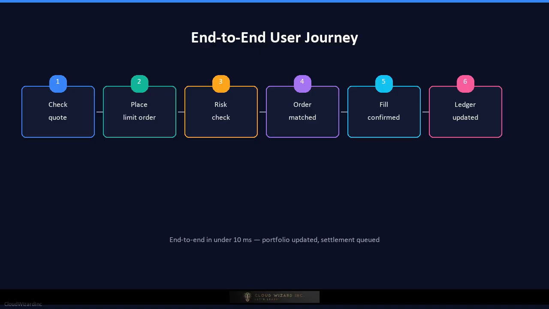If there is a resting sell order at or below 349, the matching engine executes a trade immediately. A fill confirmation is sent to Priya in under 10 milliseconds. Her cash balance is reduced, her position is updated, and the trade is queued for T+1 settlement. Priya sees the confirmation on her screen, and her portfolio reflects the new holding.